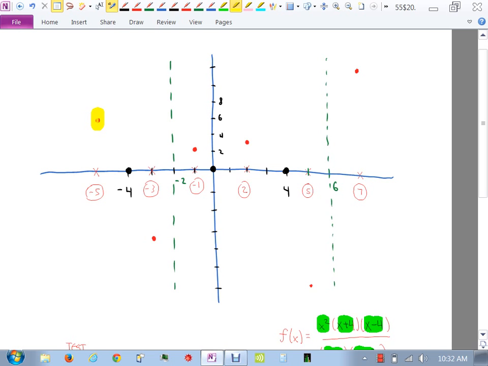Did I flatten out to anything? No, I had no horizontal asymptote. So that meant I had to go up or down. Up, why not down? It would cross the x-axis. So it has to go up.